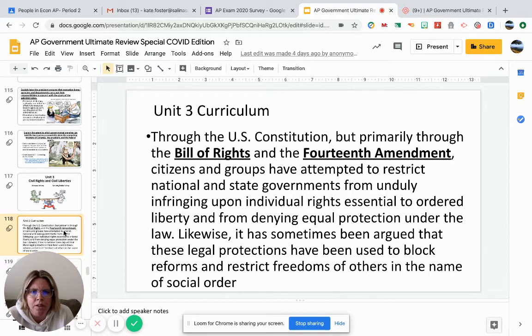Through the U.S. Constitution, but primarily through the Bill of Rights and the 14th Amendment, citizens and groups have attempted to restrict national and state governments from unduly infringing upon individual rights essential to ordered liberty and from denying equal protection under the law. Likewise, it has sometimes been argued that these legal protections have been used to block reforms and restrict freedoms of others in the name of social order.